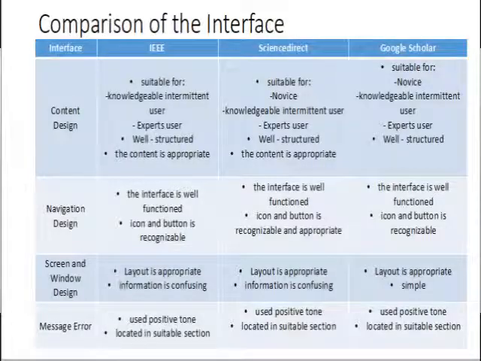For IEEE, the content design is well structured and the information is appropriate. So what about Science Direct and Google Scholar? Science Direct is also well structured and the information is appropriate. But for Google Scholar, it doesn't have information for the user.